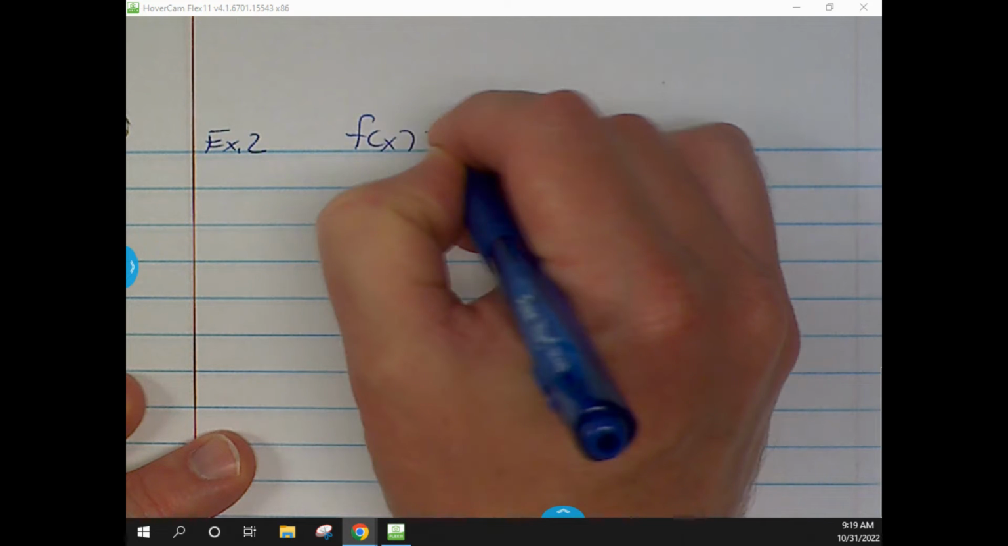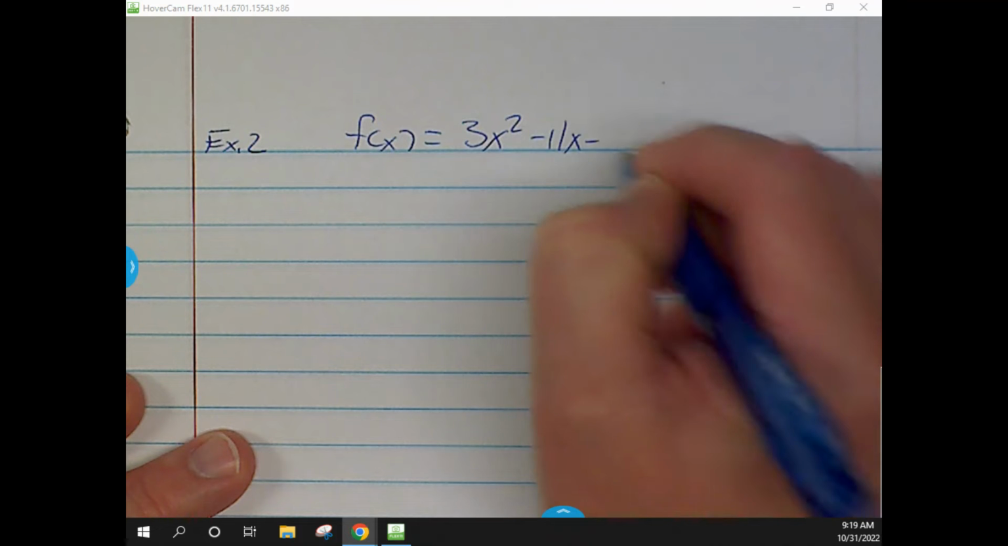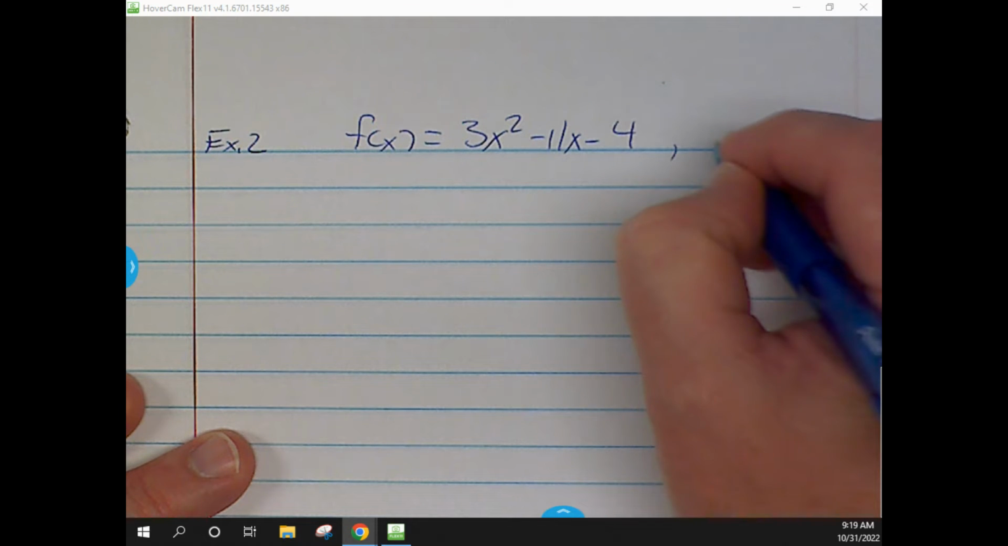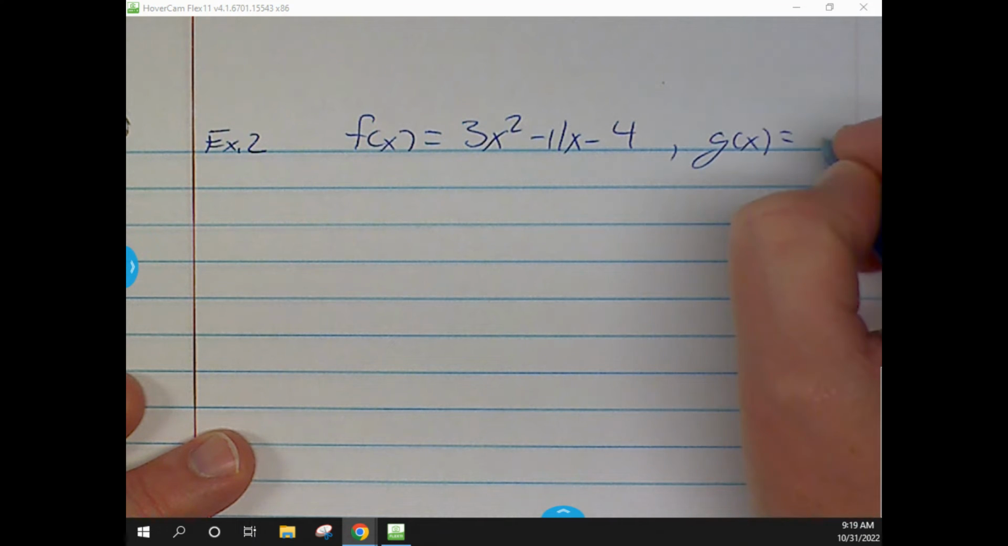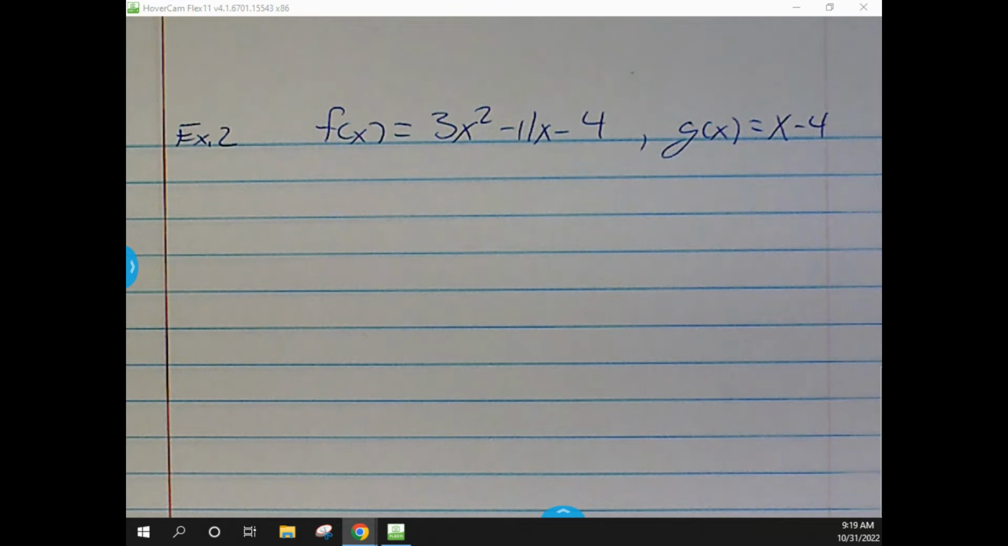All right, so for this one, let's give you f of x equals 3x squared minus 11x minus 4. And g of x is x minus 4.